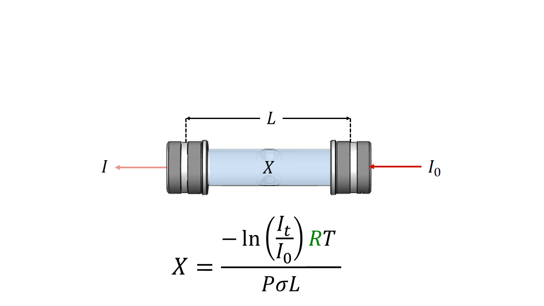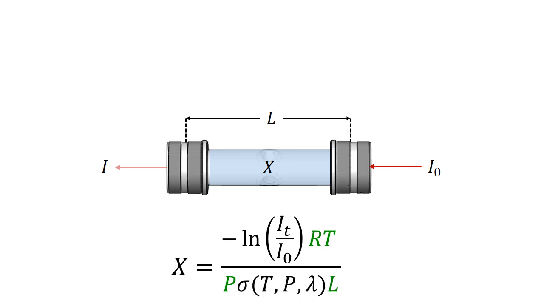R is the universal gas constant. I have already told you the value of that. L has already been measured. You could use a ruler for all I care to determine that. Temperature is measured with a thermocouple. Pressure is measured with a pressure transducer.